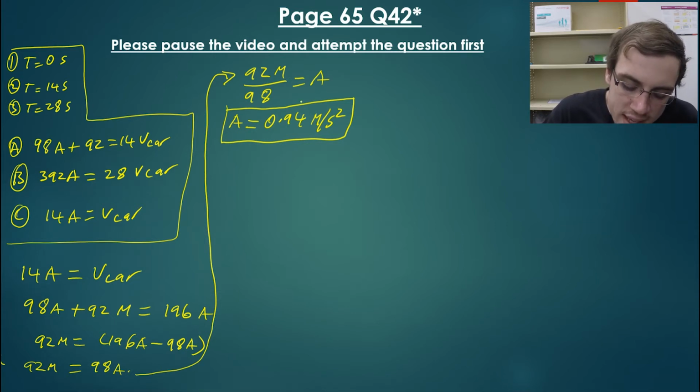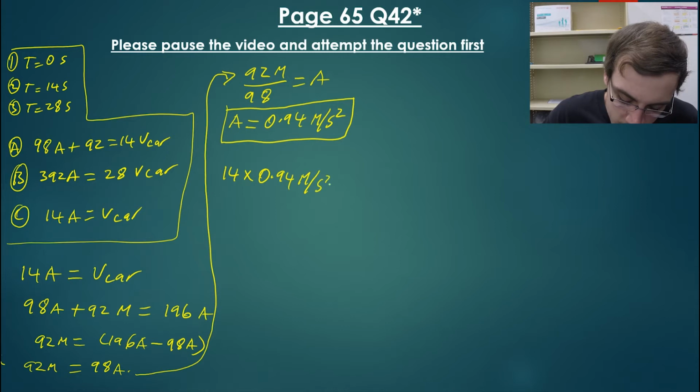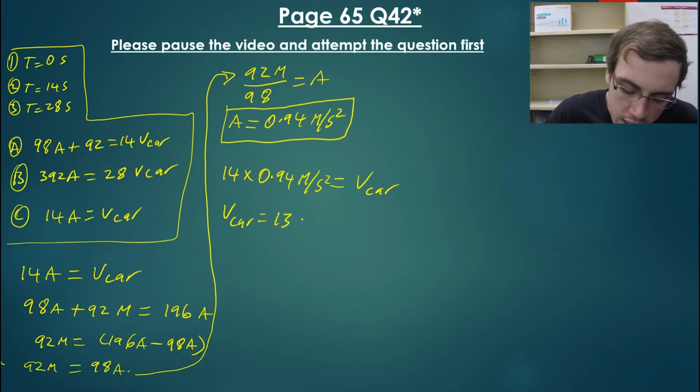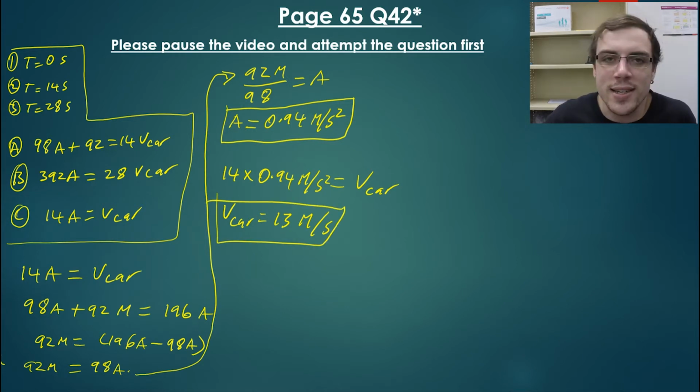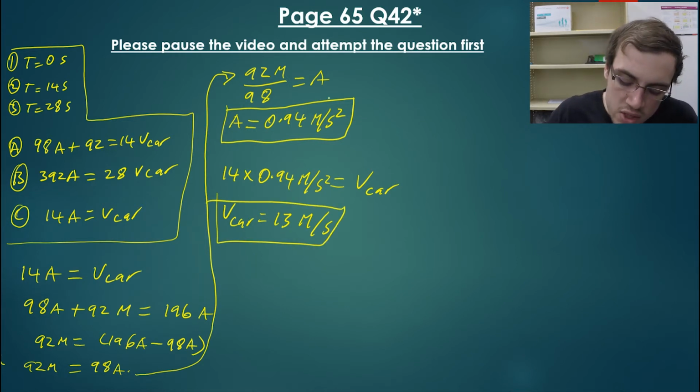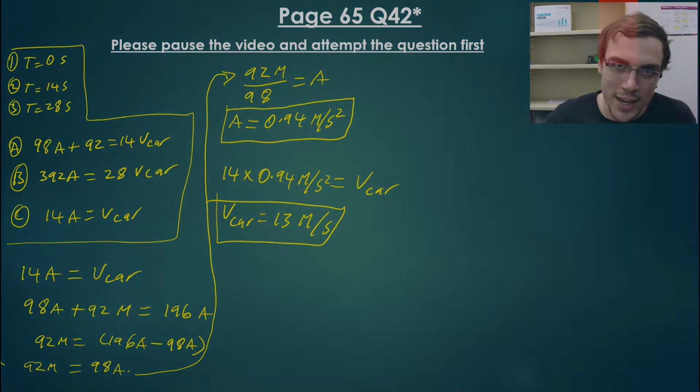So now we can use this to find out the overall velocity of the car. We know that 14 times 0.94 meters per second squared is going to equal the velocity of the car. So 0.94 multiplied by 14 gives us 13 meters per second. And that is the total velocity of the car, and that is the total acceleration of the train.